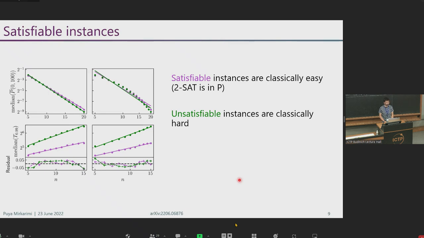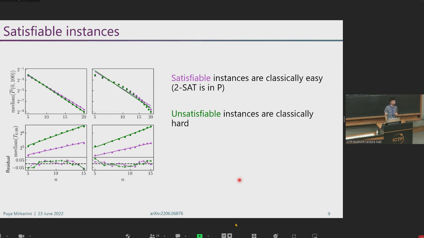Finally, we also analyzed satisfiable instances. This is because satisfiable instances are classically easy, as 2SAT is in P. There's a linear time classical algorithm for 2SAT. And so we're looking at how hard they are for quantum walk and AQC here.